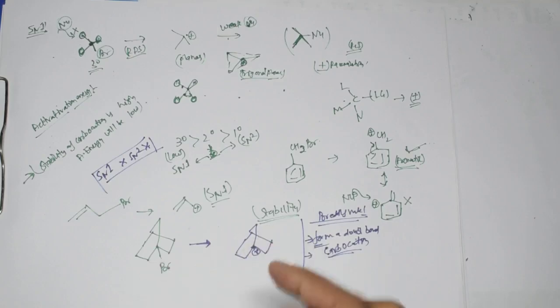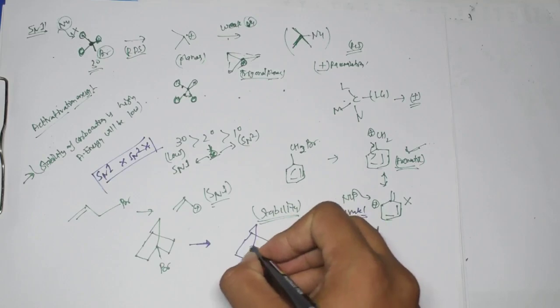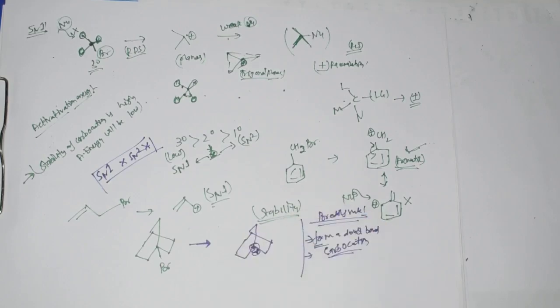And the next thing is the strain here, because this carbocation cannot be planar either. So that is also a very important factor over here, right? So that is also one more thing. I hope you understood up to this much.